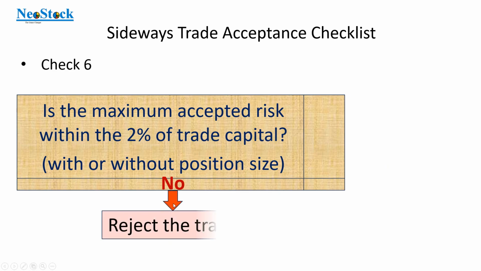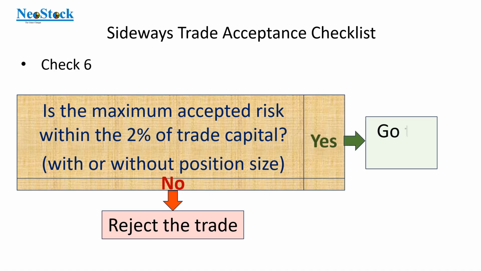Suppose if it is no, you have to reject the trade. If it is yes, you are able to manage whether with or without position sizing, the risk is within 2% level. Then what you can do? Can we plan your trade? No. You have to go to the next checklist item. Go to checklist item 7. And in checklist item 7 we can see a change now. It is different from what you learned in lesson 20.